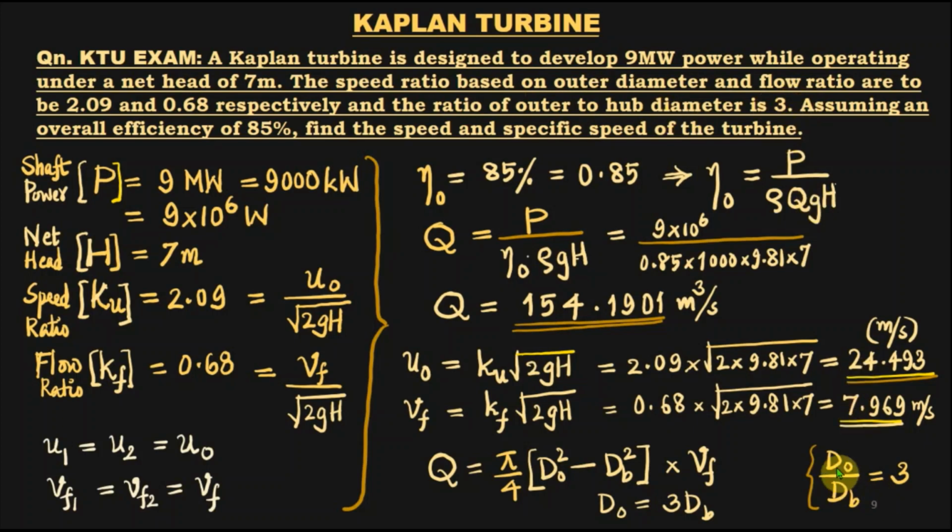We have been given a ratio of the outer diameter to the hub diameter as 3. So d naught divided by dB is equal to 3. So we can write one diameter in terms of the other. So d naught is equal to 3 times dB, so that we are going to substitute in this. The discharge we already know, already calculated: 154.1901 cubic meter per second.